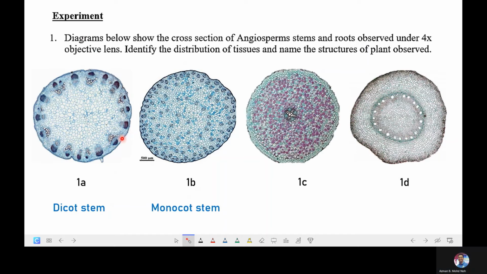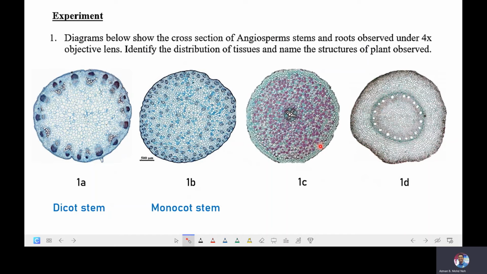Meanwhile, the monocot stem will be different because the vascular bundles are scattered within this cross section of the monocot stem. Again, on the outermost layer will be the epidermal tissue or the epidermal layer. All these small dots are actually the vascular bundles, which are scattered here and there. Meanwhile, what about 1C and 1D?